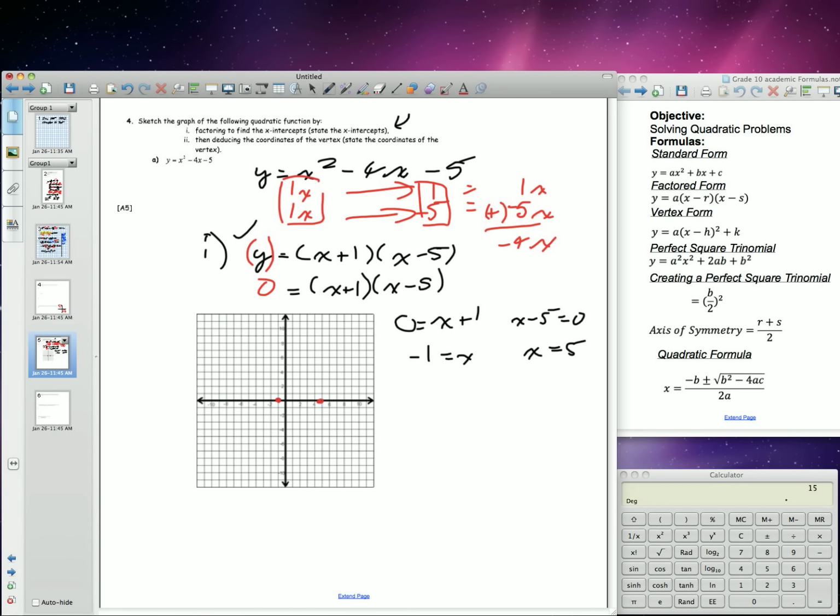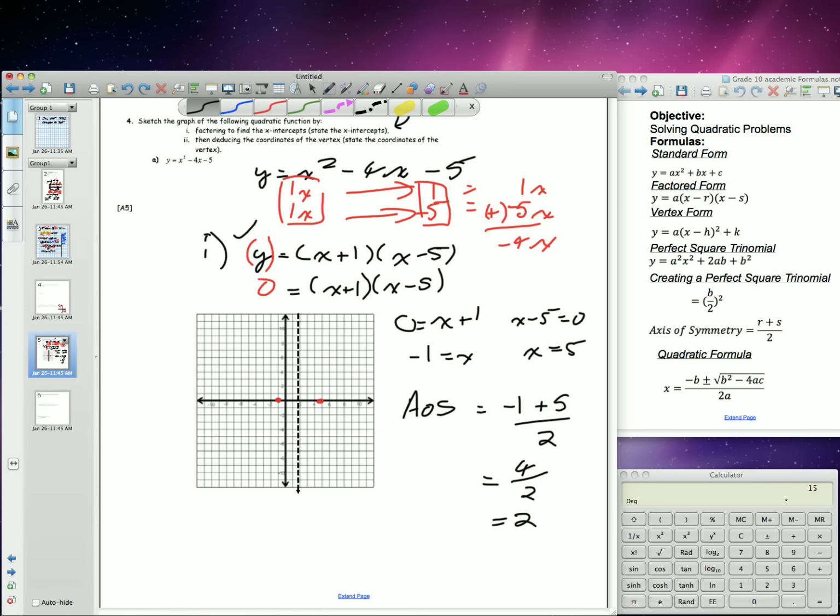And then it says, then deduce the coordinates of the vertex. I could change this into vertex form. Or I could use these and put them into the axis of symmetry formula. We add them together. Negative 1 plus 5 divided by 2 gives us 4 divided by 2. Our axis of symmetry is 2. We then take that value, because the axis of symmetry is actually the x value of our vertex.